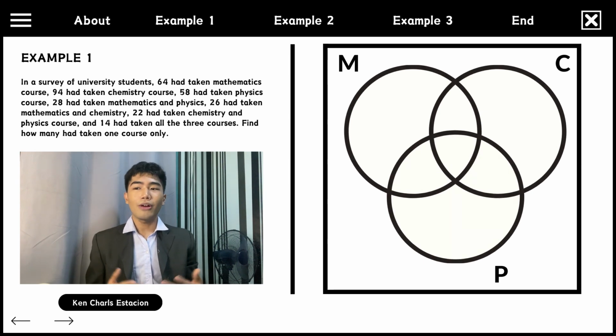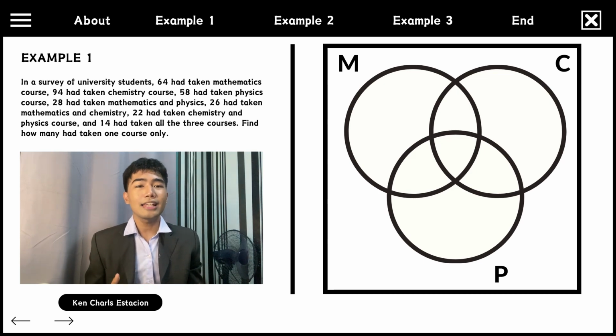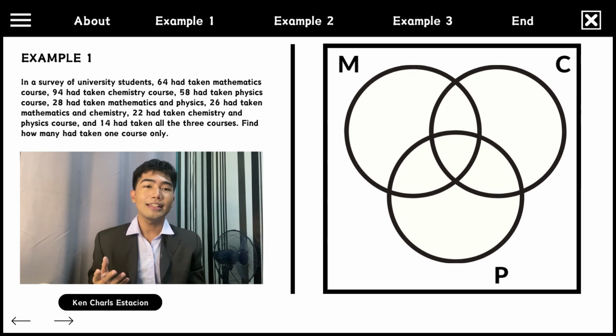Now the problem requires us to find how many students had taken 1 course only, and this can be possible with the usage of Venn diagram. Firstly, we have 64, 94, and 58 students who have enrolled in the 3 courses. And according to the problem, 14 of those had taken all 3 courses, so we will put 14 in the center of the Venn diagram where every set overlaps.